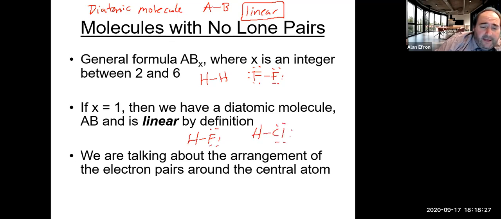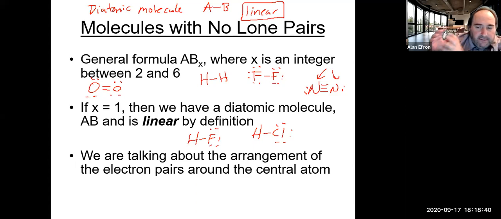Could be 2 that have a double bond. This would be linear. Could be a triple bond, does not matter. The only thing that matters is there is just 2. So if you see anything that's a diatomic molecule, that is pretty much the simple one. You don't have to worry about anything. The geometry there is always going to be linear, no matter what it is.